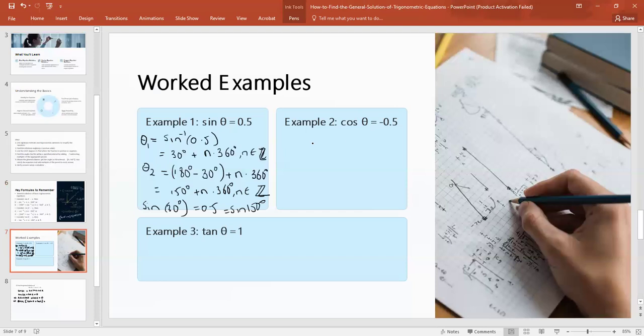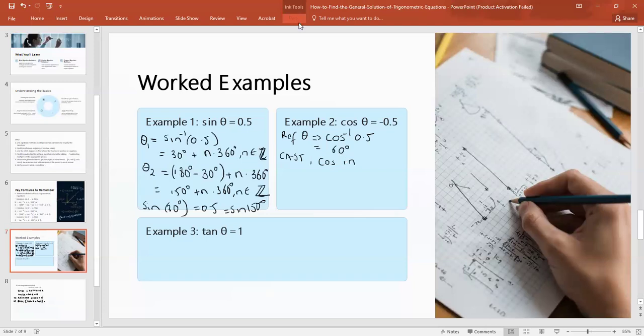Let's check the second example with cosine theta equals minus 0.5. You need to find what we call the reference angle. The reference angle is given by arc cosine or inverse cosine of 0.5, the positive value. We will get 60 degrees.